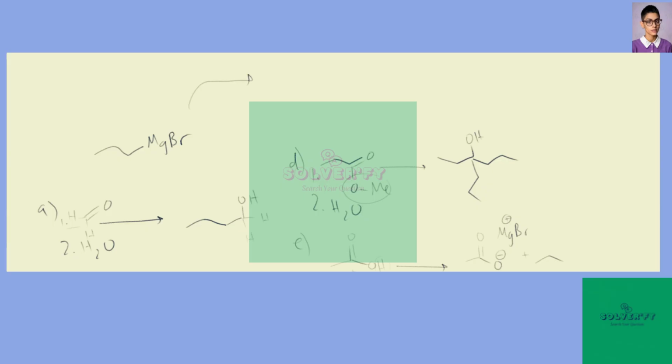Next, we just have D2O. Of course, this is like your proton source of water, so your Grignard will attack the deuterium directly. We'll generate a single deuterium labeled propyl group, as well as your OD minus with your magnesium bromide counterion.